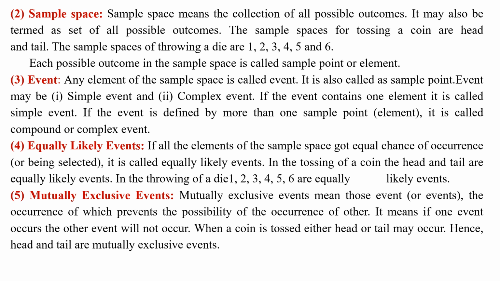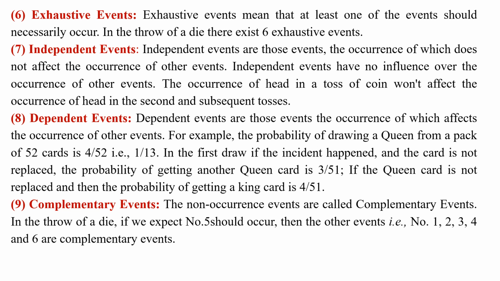5. Mutually exclusive events. Mutually exclusive events mean those events the occurrence of which prevents the possibility of the occurrence of the other. It means if one event occurs the other event will not occur. When a coin is tossed either head or tail may occur. Hence, head and tail are mutually exclusive events. 6. Exhaustive events. Exhaustive events mean that at least one of the events should necessarily occur. In the throw of a die there exist 6 exhaustive events. 7. Independent events. Independent events are those events the occurrence of which does not affect the occurrence of other events. Independent events have no influence over the occurrence of other events.